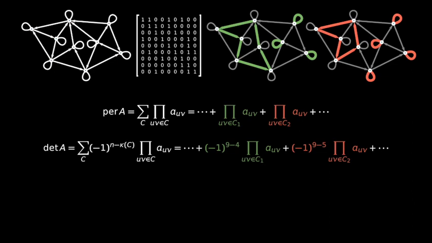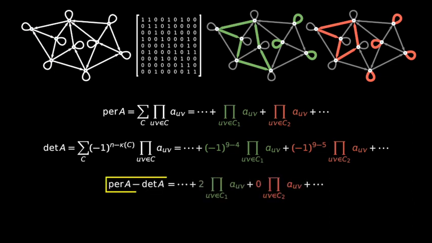This one contributes to the permanent and the determinant with the same sign. And now the magic happens. When I subtract the determinant from the permanent, the red terms cancel. What is left are the contributions from the covers that contain an even cycle. In fact, each of them contributes exactly twice. That's going to be important later.